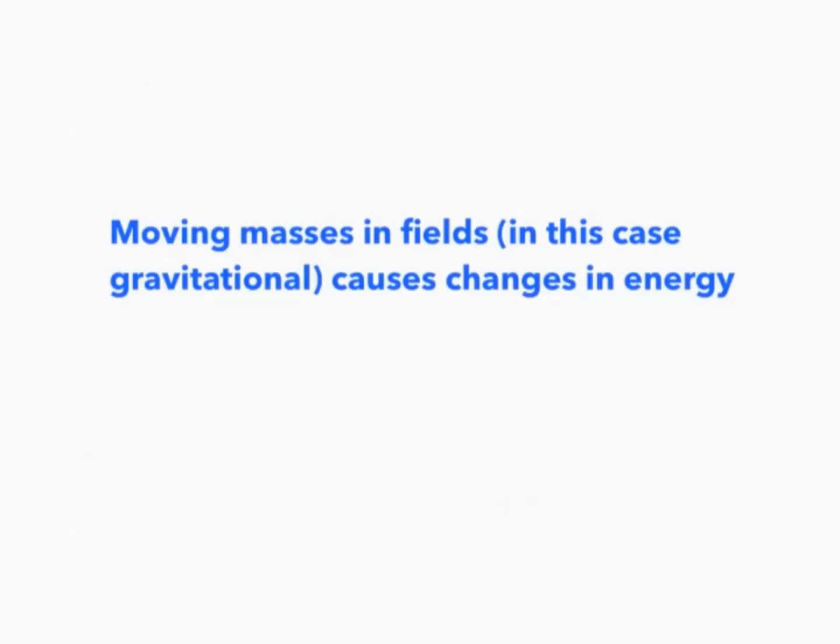So the thing to remember in all of this is that moving masses in fields, in this case gravitational, causes changes in energy. If you move with or against a gravitational field, you're going from low to high or high to low potential energy. Now, a similar thing is true in electric fields. Moving charges in electric fields also causes changes in energy. You can move with an electric field or against an electric field, depending on what the sign of the charge is. And so that's really what electric potential is. It refers to changes in energy state when you move charges in electrical fields.